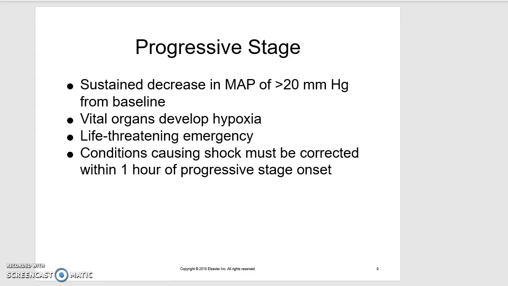Progressive shock occurs when there's a sustained decrease in mean arterial pressure of more than 20 from baseline. Compensatory mechanisms are functioning but can no longer deliver sufficient oxygen even to vital organs. Vital organs develop hypoxia, and less vital organs become anoxic and ischemic. As a result of poor perfusion and a buildup of metabolites, some tissues die.